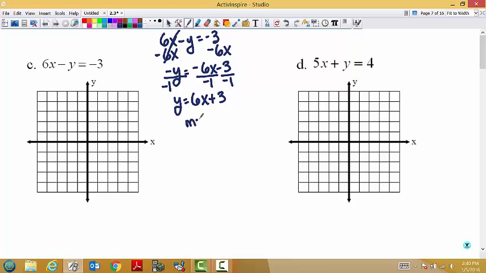So my m is 6 over 1, and my b is 3. So I begin at 3. That means I go up 3 on my y-axis and I put a point. And then, hold on, I got to drink water.